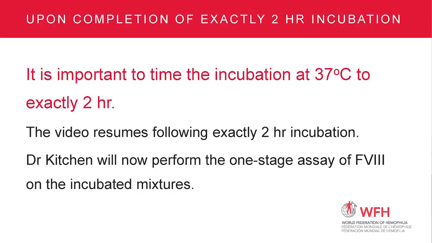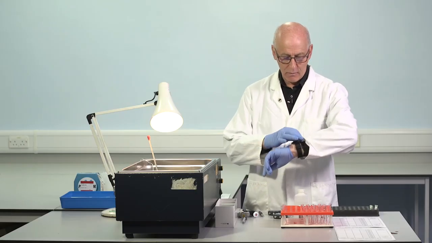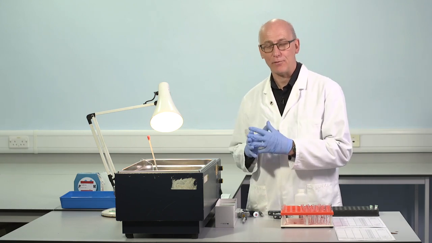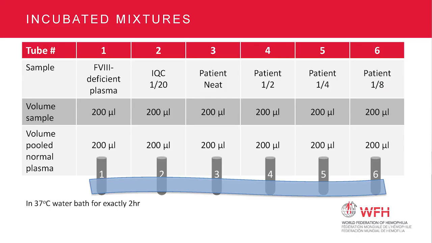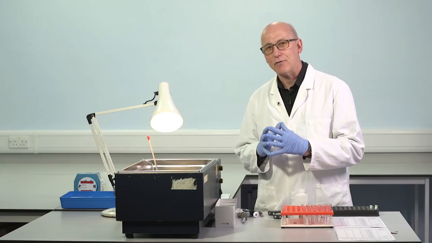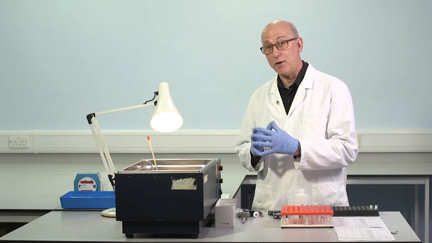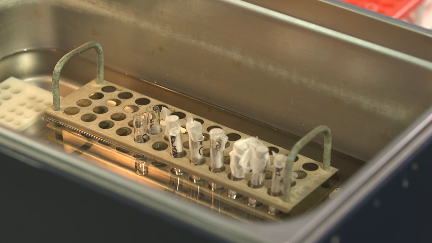So it's very important to control the incubation period, to time this exactly. And so these tubes are now exactly on 2 hours. They've spent 2 hours in the water bath. Control mixture, pooled normal plasma, factor VIII deficient plasma, no antibody. IQC mixture, same pooled normal plasma, a dilution of the IQC material, and then a series of mixtures. Test the same test sample at different dilutions, incubated with pooled normal plasma. So the question now, have we lost any extra factor VIII? Any extra in the patient mix relative to the loss in the control mix?